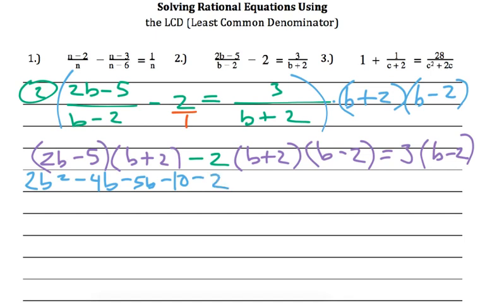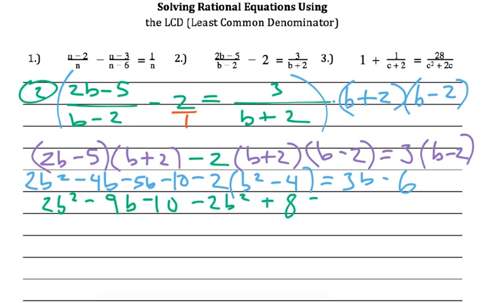minus 2b squared minus 4, because that's b plus 2 times b minus 2. And I didn't show this in the same step, I wanted to break that apart, is equal to 3b minus 6, to decrease the chance that I'd make a mistake. Now we have 2b squared minus 4, minus 9b minus 10 minus 2b squared plus 8 equals 3b minus 6.